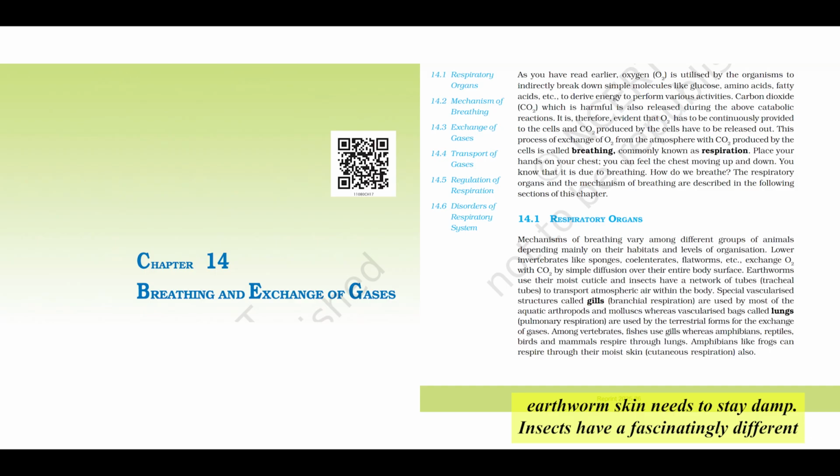Insects have a fascinatingly different system, highly evolved, actually. They don't really rely on blood to transport the bulk of their gases. Instead, they use a remarkable network of finely branched tubes called tracheal tubes. These tubes transport atmospheric air directly within the body, reaching individual cells and tissues. It's like a direct air pipeline system. This reduces their reliance on the circulatory system for gas transport, making it incredibly efficient for their small size and often high metabolic rates.